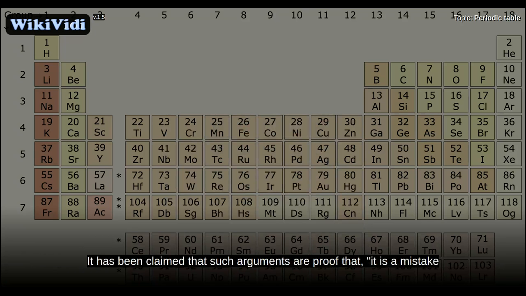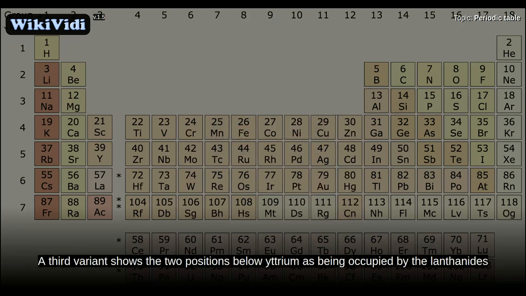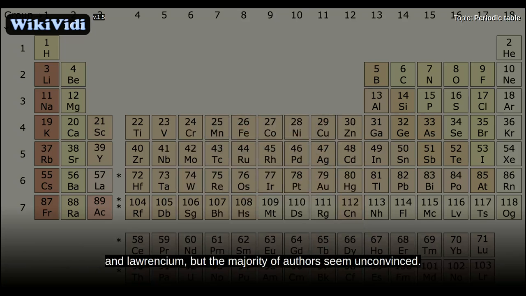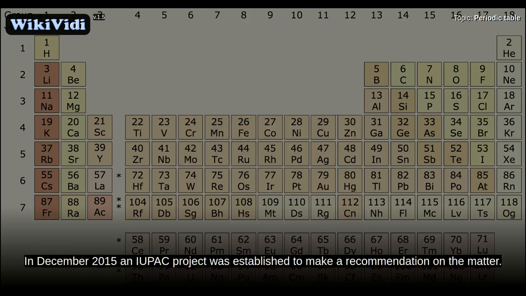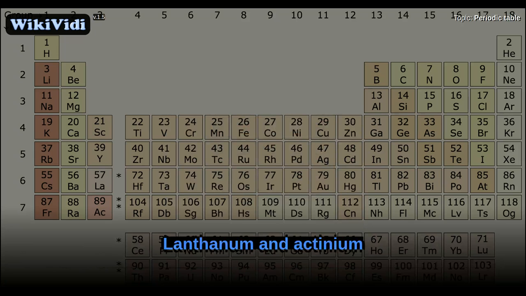It has been claimed that such arguments prove that it is a mistake to break the periodic system into sharply delimited blocks. A third variant shows the 2 positions below yttrium as being occupied by the lanthanides and the actinides. Chemical and physical arguments have been made in support of lutetium and lawrencium, but the majority of authors seem unconvinced. Most working chemists are not aware there is any controversy. In December 2015, an IUPAC project was established to make a recommendation on the matter. Lanthanum and actinium.